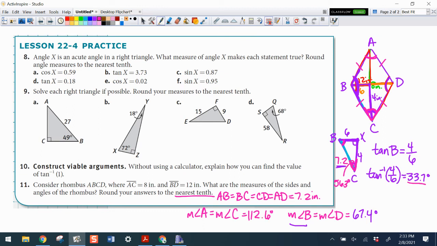So here we have taken the opportunity to review how to use these inverse functions and the original functions to solve for right triangles. And then last, on number 11, we actually put that in the context of a rhombus, because a rhombus is made up of 4 congruent right triangles. I hope that helps solidify what we learned in the lesson.